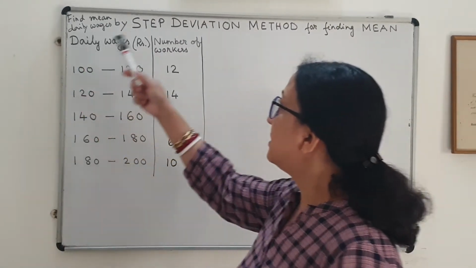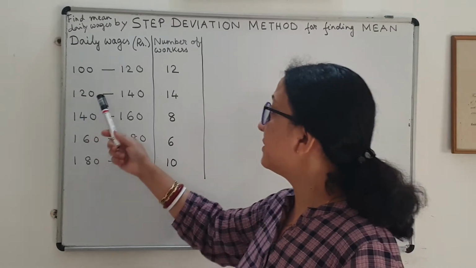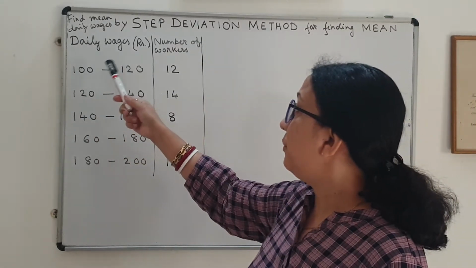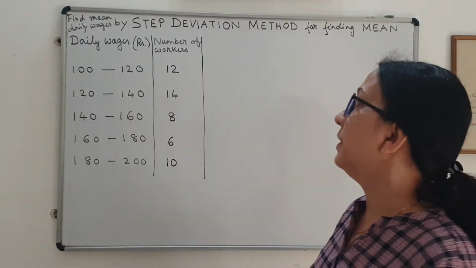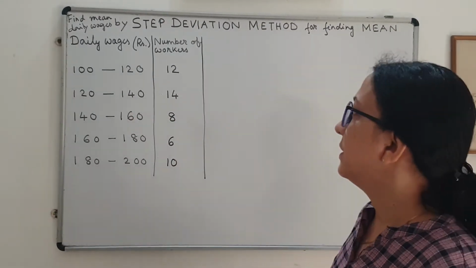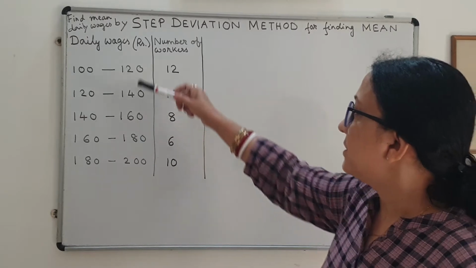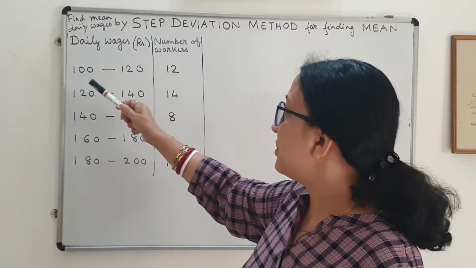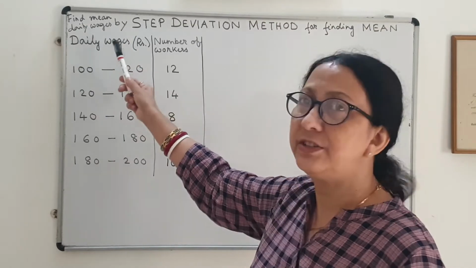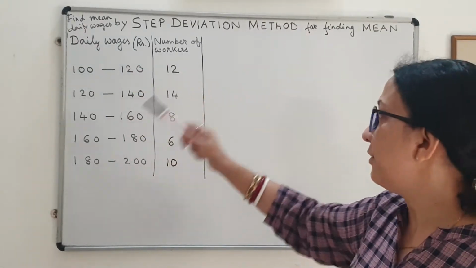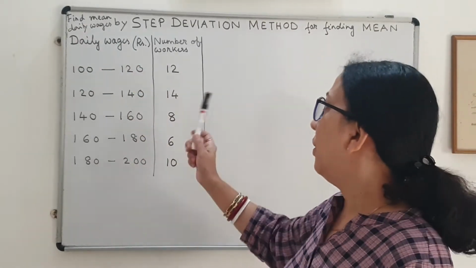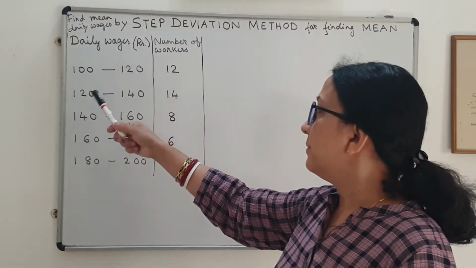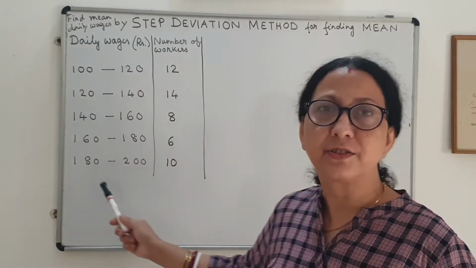This data is a group frequency distribution of daily wages of 50 workers. This is the class interval and this is the corresponding frequencies. The question is you have to find the mean daily wages of the workers of this factory. There are 50 workers in a factory where the daily wages are expressed in this group frequency distribution.